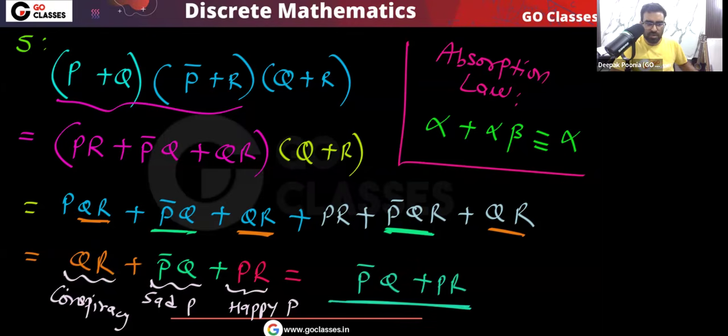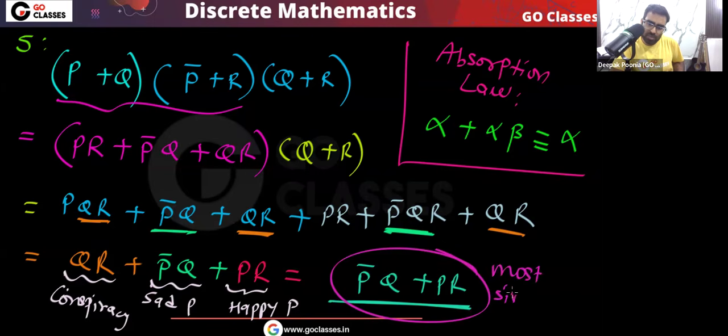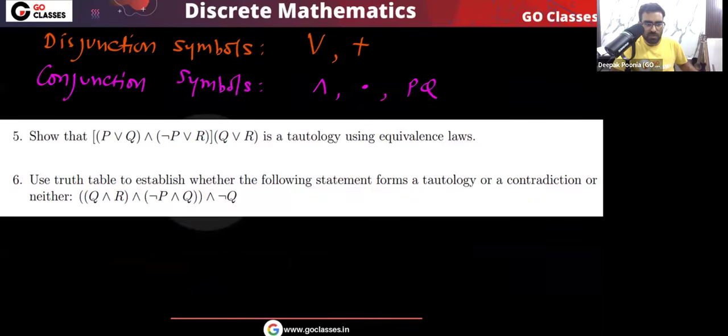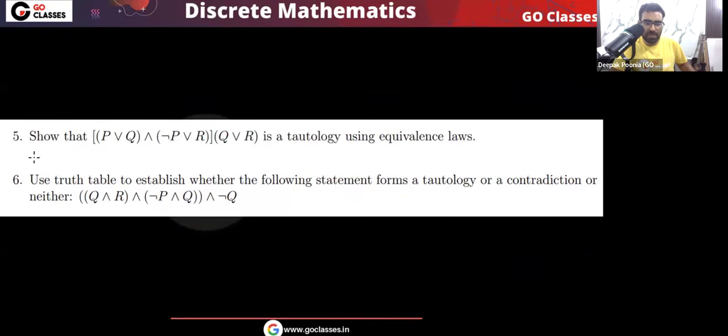The point is, you cannot simplify further. This is the most simplified expression. I cannot simplify it further. So you can see, this is definitely not a tautology. It is actually a contingency. You can make it true, you can make it false. Yes or no? So this is actually not a tautology. This is actually a contingency.